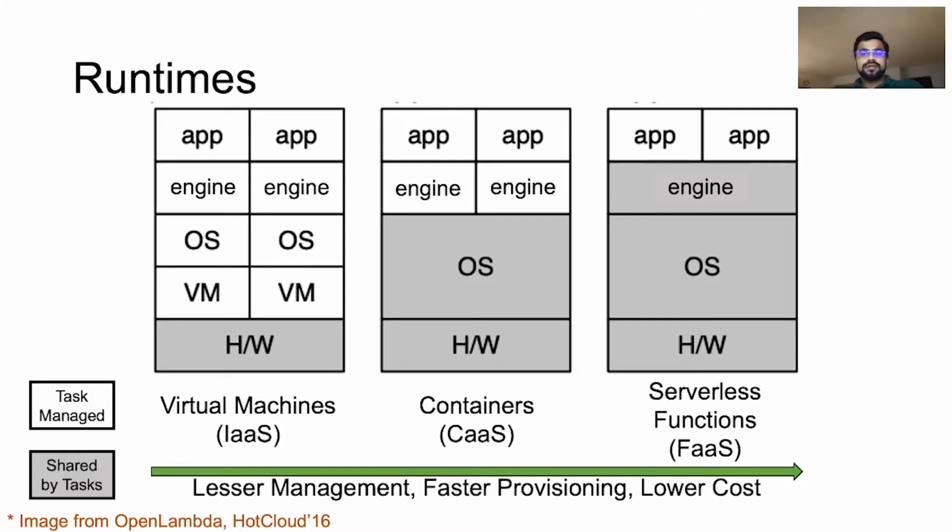The gray portions are shared across tasks, and the white portions are managed by the platform's tasks. The most recent serverless runtime is known as function as a service. As we can see with serverless, the white portion has shrunk, and the tasks submitted by platform only specify application logic, aka functions. This greatly reduces management overheads, and provisioning of tasks or functions is really fast, on the order of milliseconds. Moreover, the gray portion has enlarged, leading to more sharing across tasks, leading to more resource efficiency, and reducing costs for the cloud provider and the application.